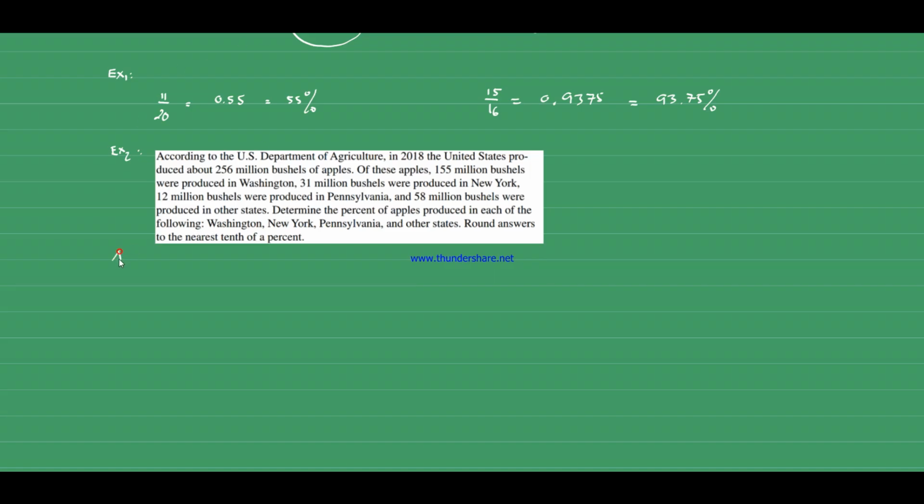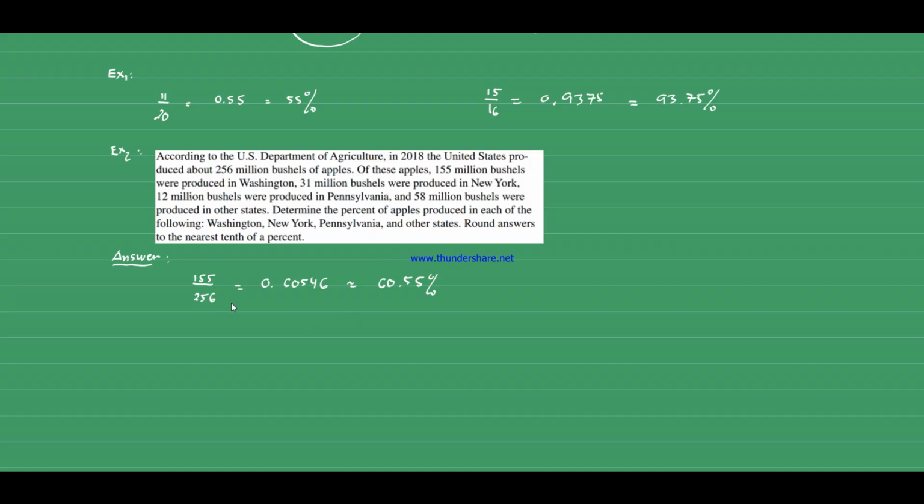So the total is 256. We calculate the percentage to the nearest percent. For Washington, 155 divided by 256 gives you 0.6054, which is about 60.55%.